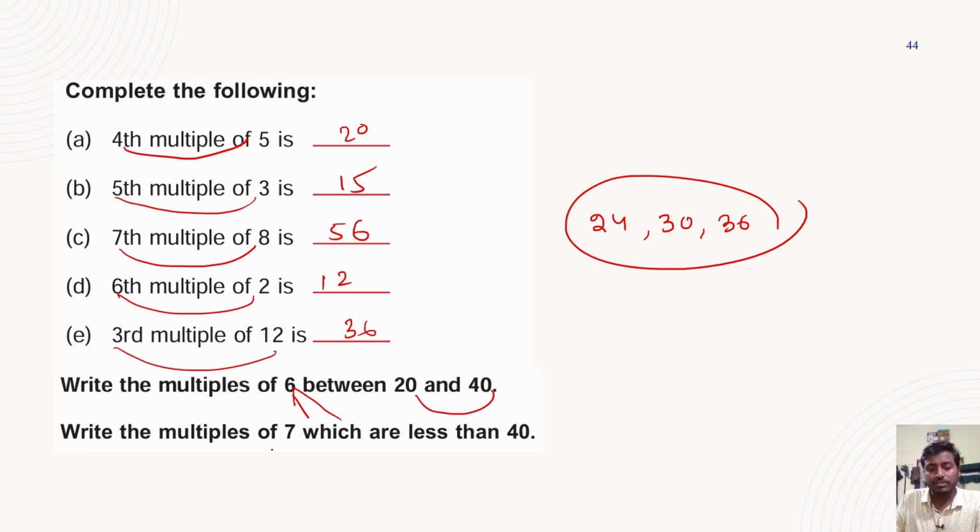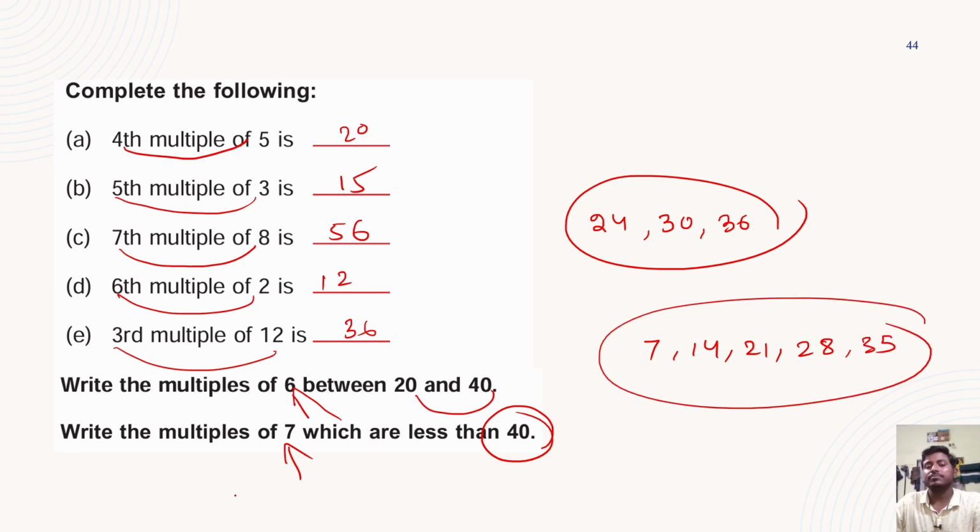Understand? Now next. Write the multiples of 7 which are less than 40. That is 7, 14, then 7 threes are 21, then 28, and 7 fives are 35. These are the answers. Understand? If the question asks, write the multiples of 7 between 10 and 20, that is only 14. Okay, next.